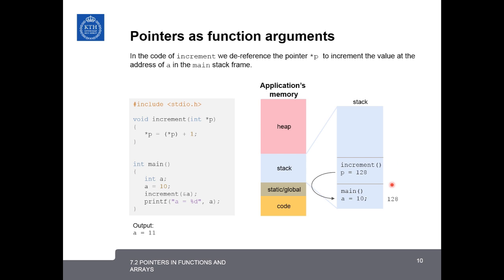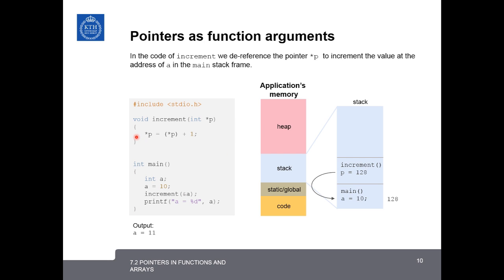So when we call increment, a call frame for increment is added to the stack. And when we run increment, we notice that in the declaration we're expecting a pointer to an integer p, and that pointer is given the value of the address of a. p is equal to 128. So this is the variable that's sitting in the call frame for increment.